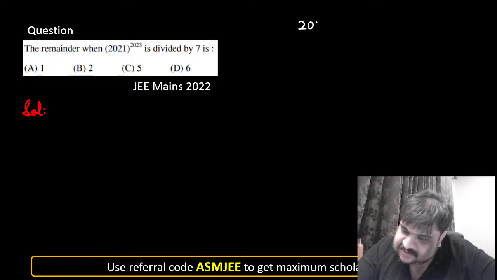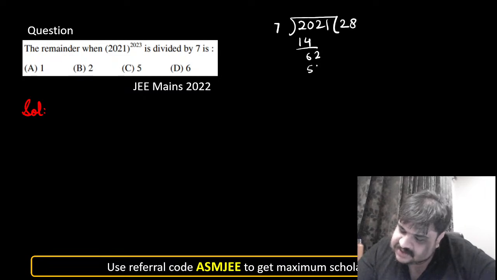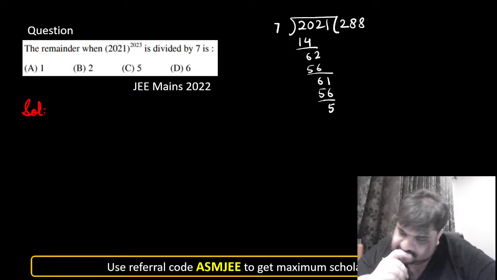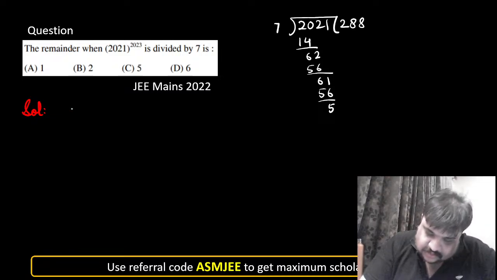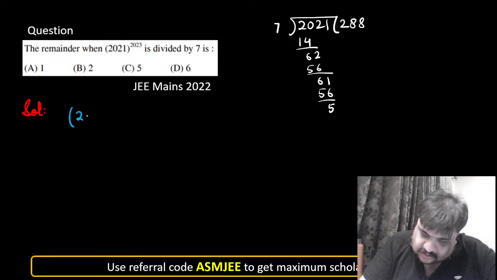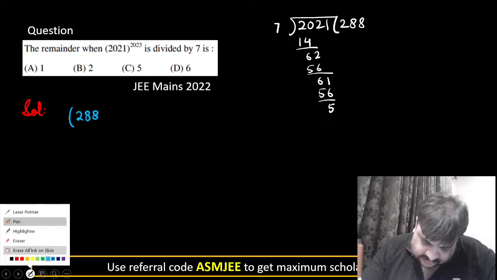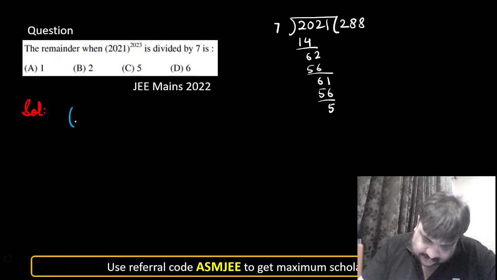If you divide 2021 by 7, what do you get? 7 2s are 14, 62, 7 8s are 56, 61, 7 8s are 56, 5. So 2021 is 5 plus 288 into 7.